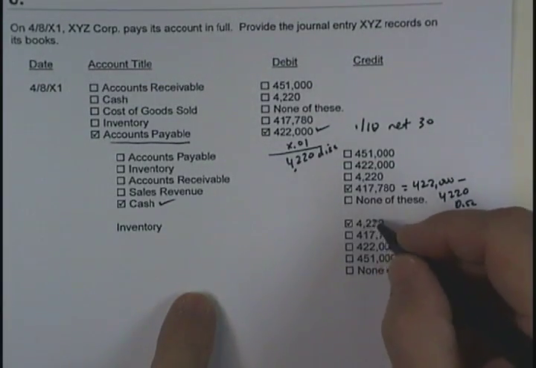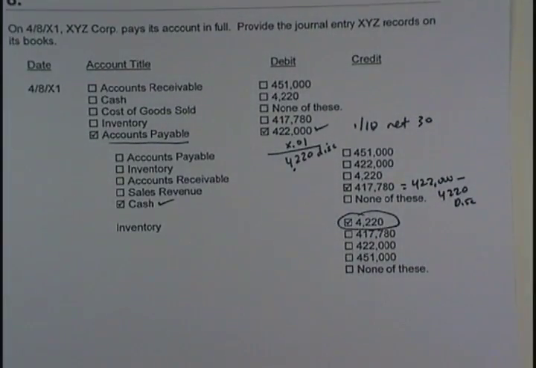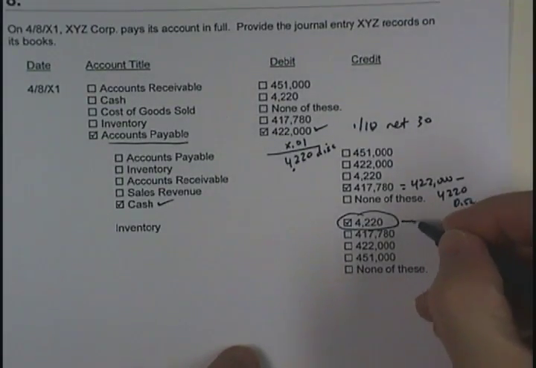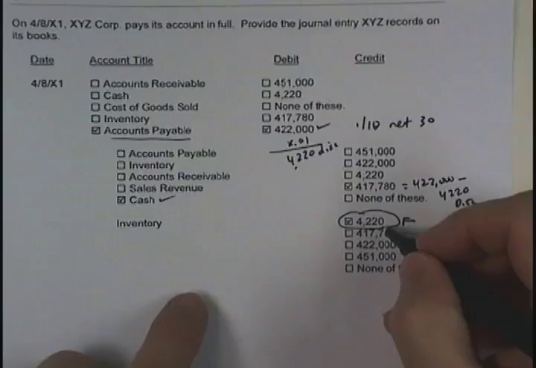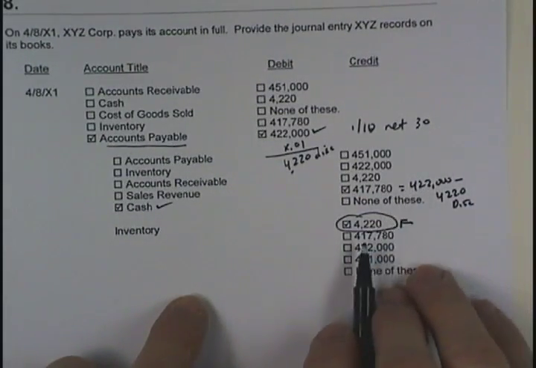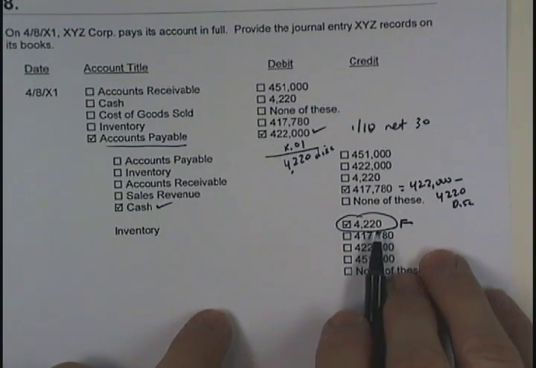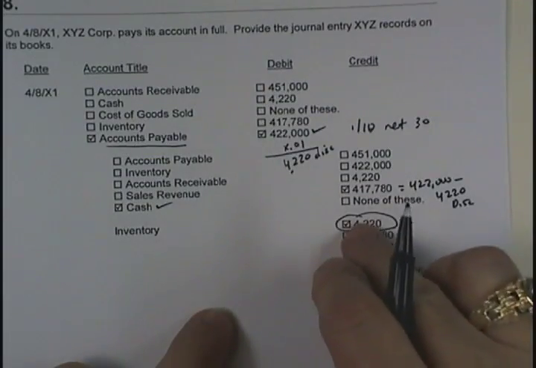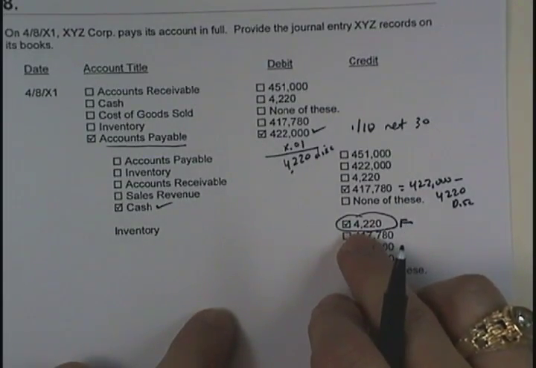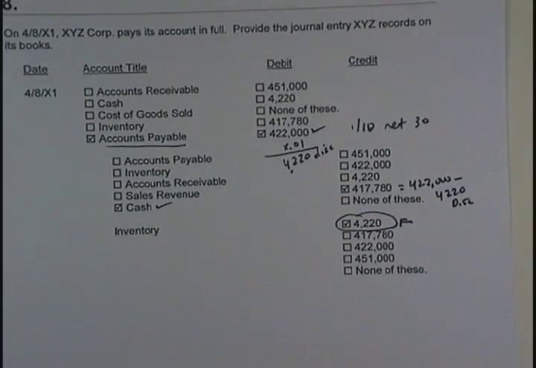The $4,220 discount could be handled a couple different ways. In this case, we'll reduce the amount of the inventory by the $4,220 because they don't really have $422,000 worth of inventory. It's $4,220 less because of that 1% discount. A lot of times, if they always take the discount, we record the inventory initially net of that discount. But in this case, we'll just reduce the inventory by the $4,220 discount.